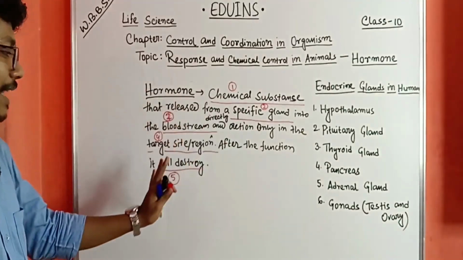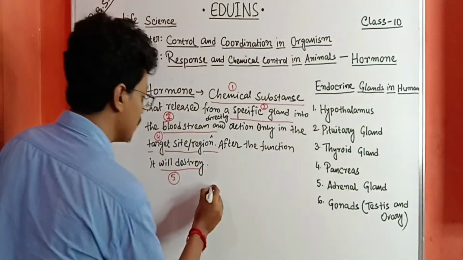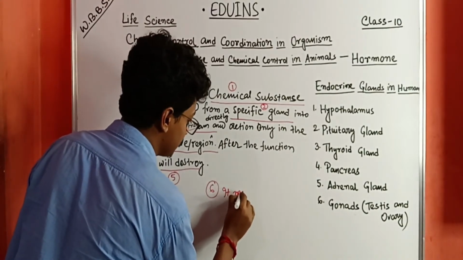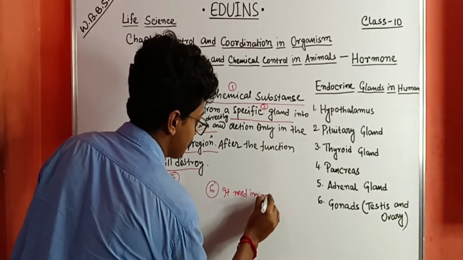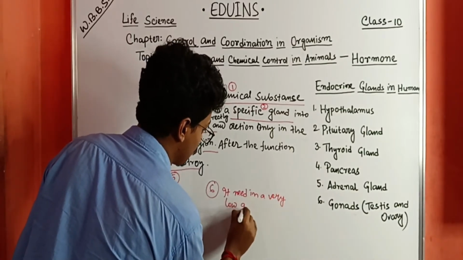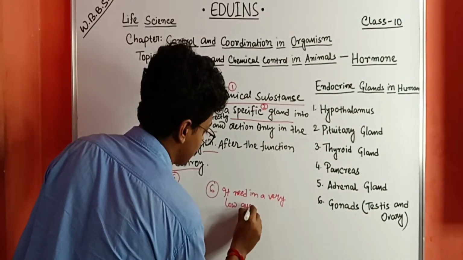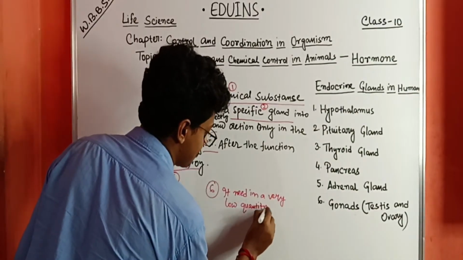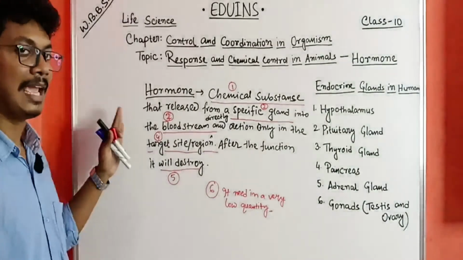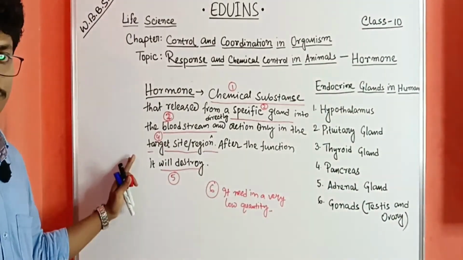So these are the five characteristics, and additionally, the sixth one is that it is needed in a very low quantity. Okay, these are the six major characteristics of hormones.